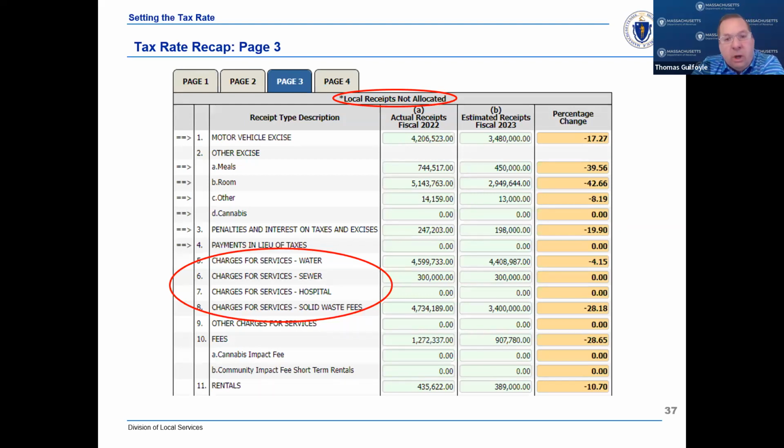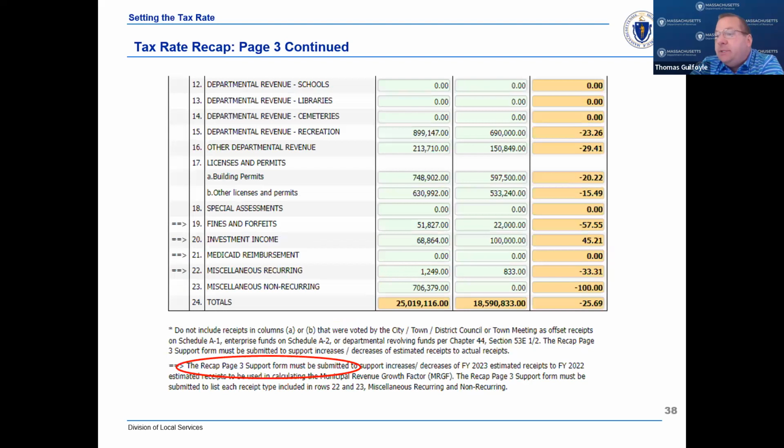Now, we also added a supplemental page to the recap where you will list your explanations, but this is the first half of your local estimated receipts. This is the second half of your local estimated receipts. Pay special attention to, on the left-hand column, there are some lines with an arrow. Those are included in the municipal revenue growth factor, which I'll get into in a minute. There are sections on the top half and the bottom that have those categories included, and you'll see those next.